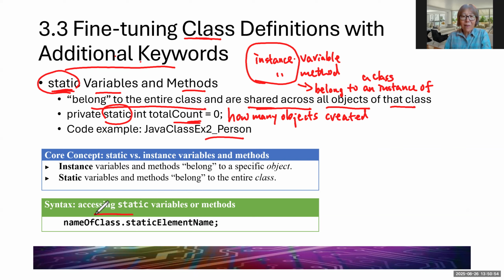And accessing a static variable or method is also different from an instance variable and method. In this case, you don't need the object. You just need the name of the class.